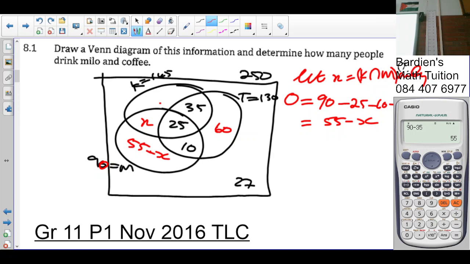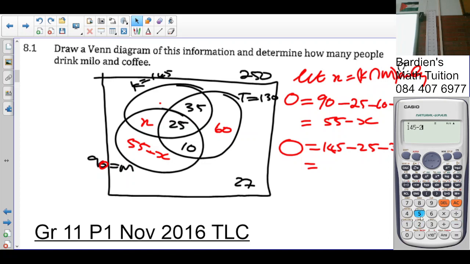And then for this one here, that empty space is going to be 145 minus 25 minus 35 minus x. So 145 minus 25 minus 35 will be 85 minus x.